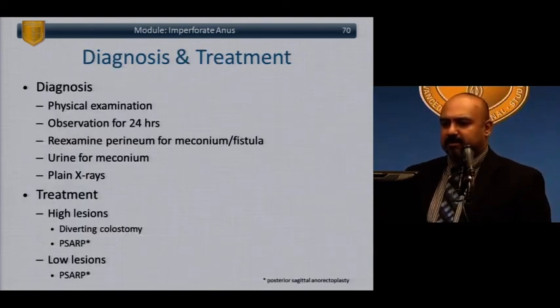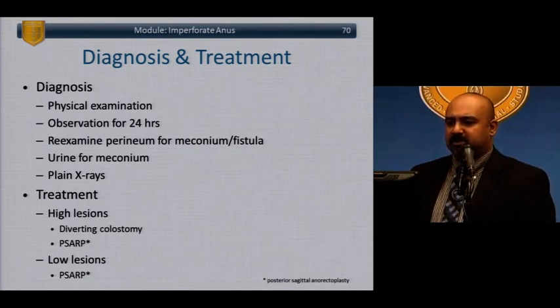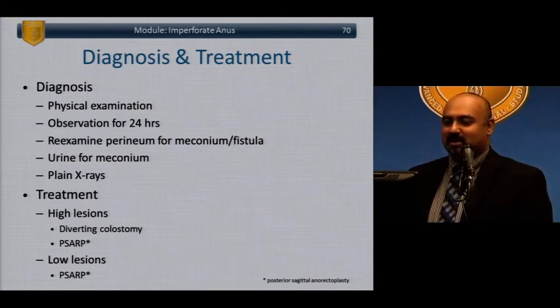Diagnosis and therapy: physical examination, which you'd be surprised at how many babies get out of the hospital without a physical exam. But if you look for an anus and find an anus, they have an anus. Observation for 24 hours. If they haven't stooled, sometimes they can have a small fistula there. So if they haven't stooled, you watch them for 24 hours and see if they stool. Re-examine the perineum for that fistula.